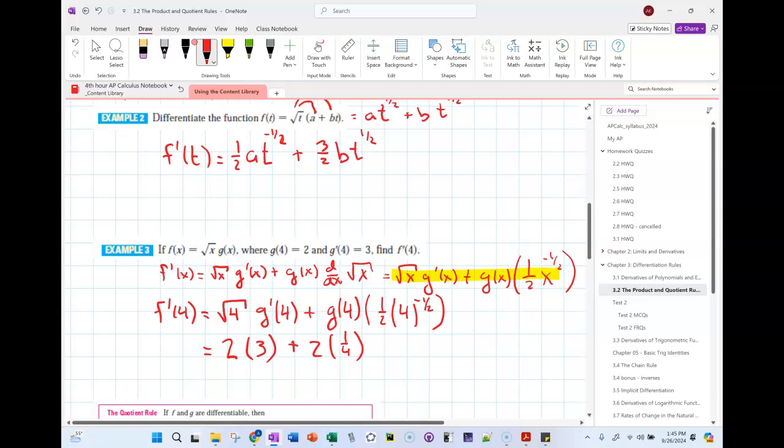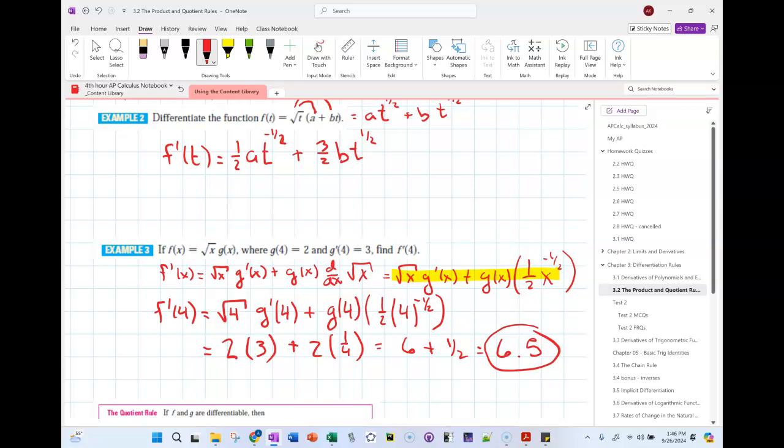Everybody's okay with how we did that? Again, could you type that in your calculator? Of course you could. Not wrong to do that if you're like, ooh, I'm kind of shaky on that arithmetic. That's okay. Type it in your calculator. No biggie. So then we have 6 plus 1/2, or 6.5. How do we feel on that? No big deal, right?